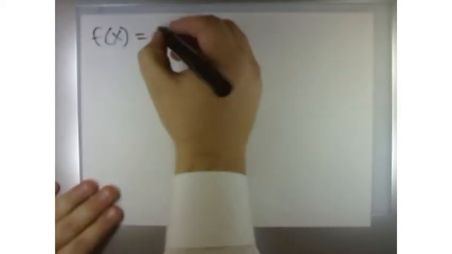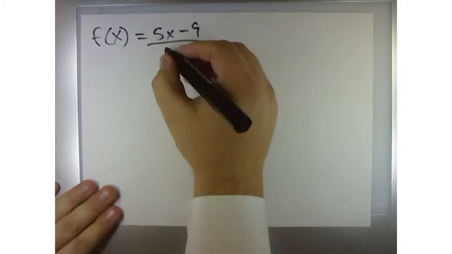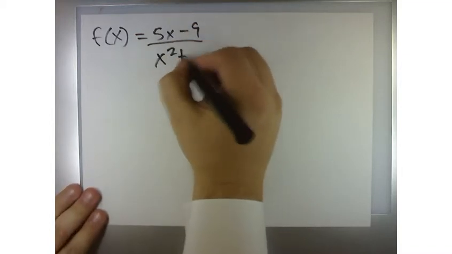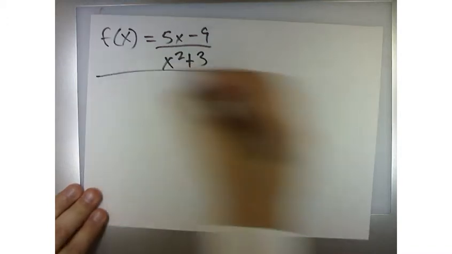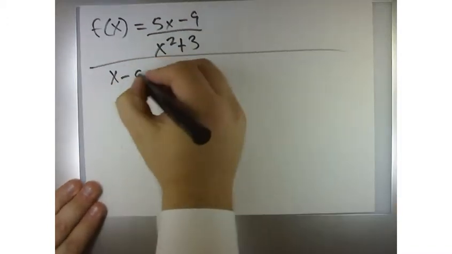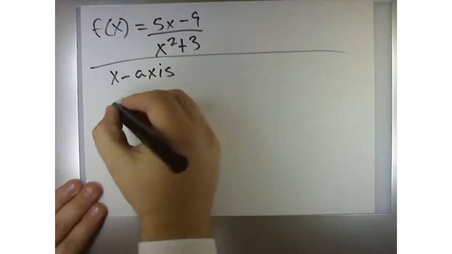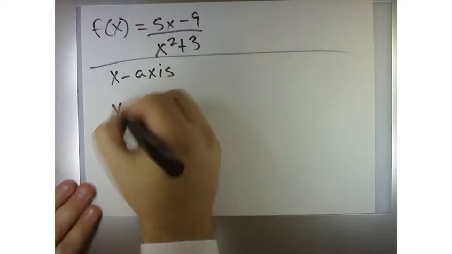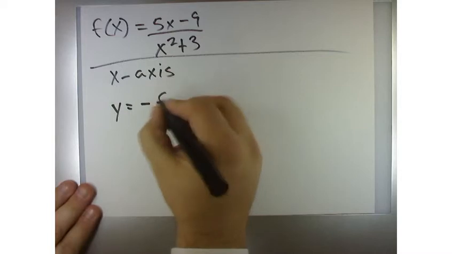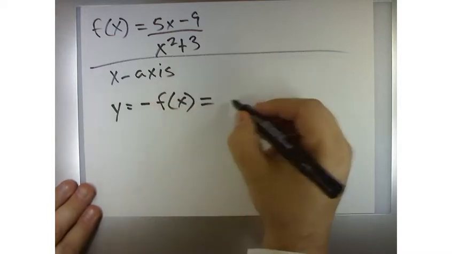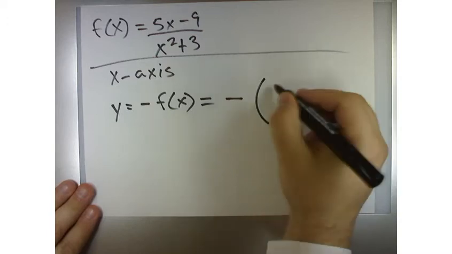And so in that function, yeah, we're going to reflect over both. So the function they give us is 5x minus 9 all over x squared plus 3. And it says reflect over both axes. So if I wanted to reflect over the x-axis, I take the original function and what do I change? The y values. Now one way that you could change the y values is you could say y is equal to the negative of f of x. So that would be the negative of the original function.